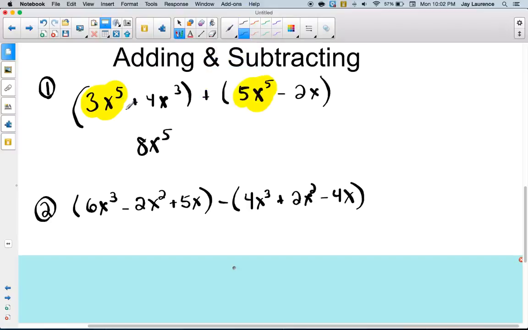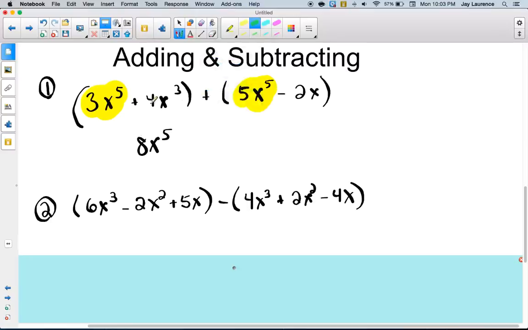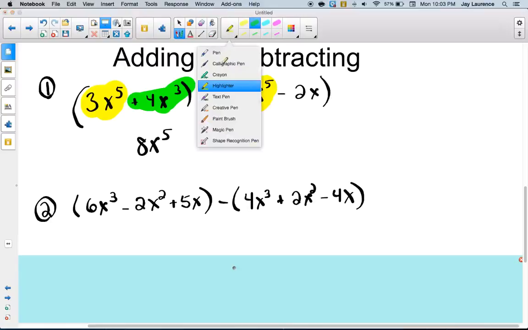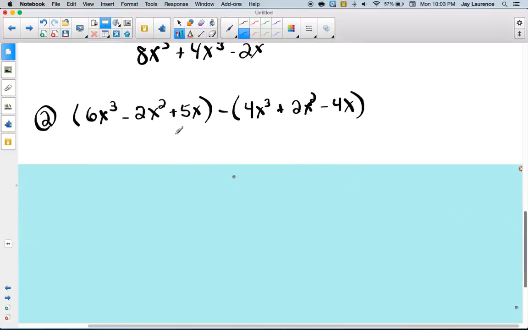Right? Addition is just counting. If I have 2 apples and 3 more apples, I have 5 apples. Not 5 apples squared, right? I just have 5 apples. Well, here I have 3x to the fifth, 5x to the fifth, I have 8x to the fifth. Now I look at this x cubed term, and I notice there's no other x cubed term. So I just bring him down. Plus 4x cubed. All right? And then a minus 2x, because he doesn't have a like term to combine with. There you go.